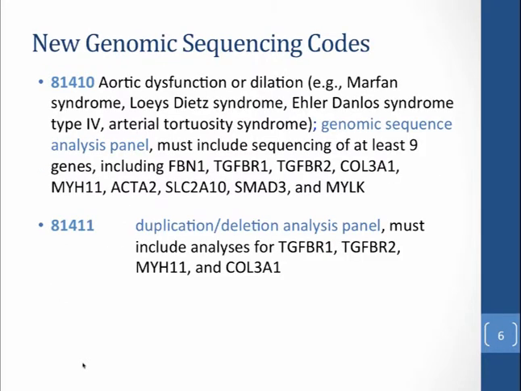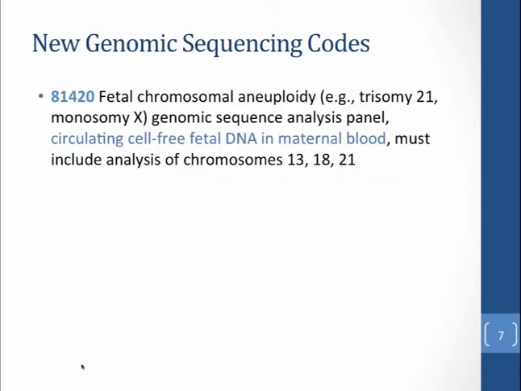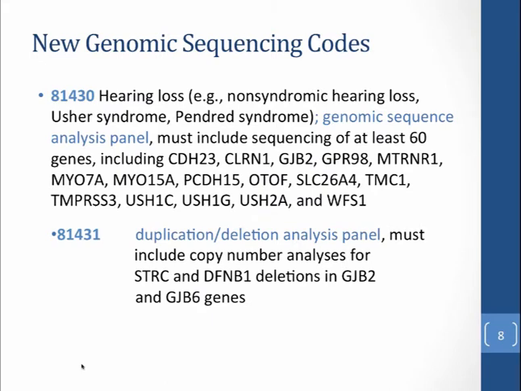So we'll start in here, and I'm not going to spend a lot of time reading every one of these codes, except to note how they're structured. And the first one here for aortic dysfunction is pretty typical. It describes the clinical use of the test, and then it says it must include at least 9 genes, and it lists the specific 9 genes. Now, if you do duplication and deletion analysis, that has a separate code, and it also has its own list of included genes that must be in the analysis to be able to use the code.